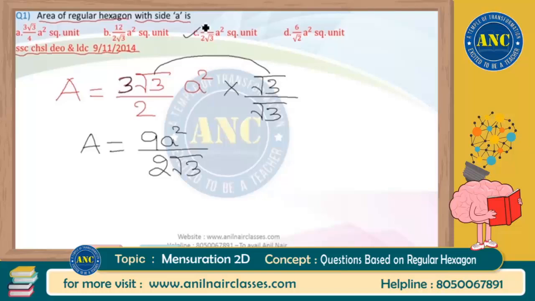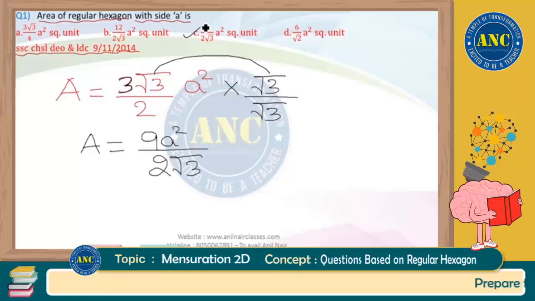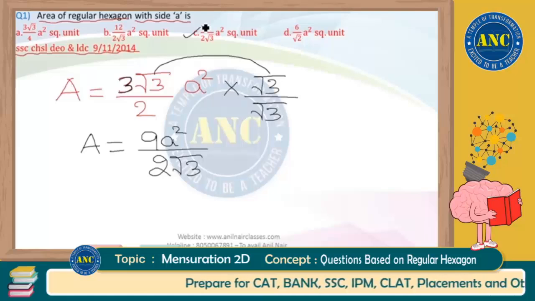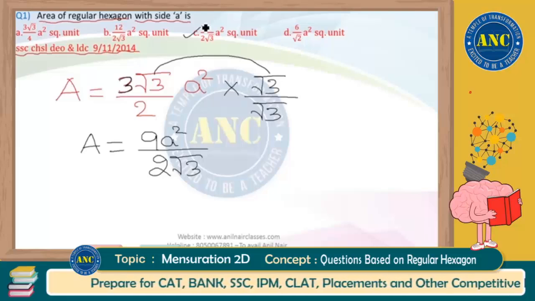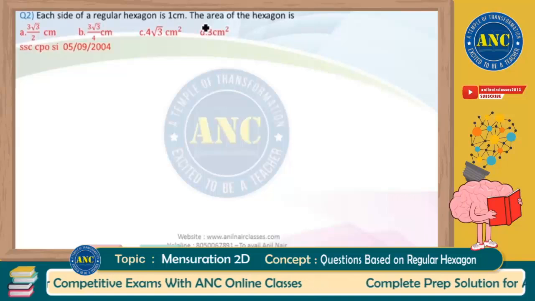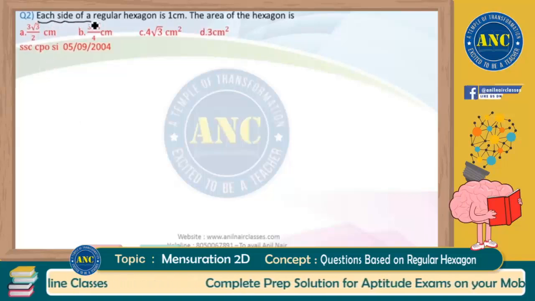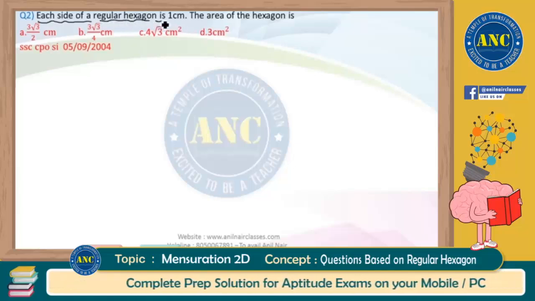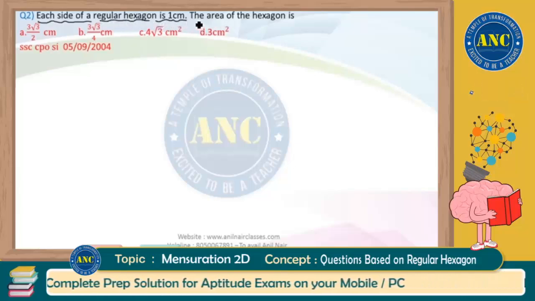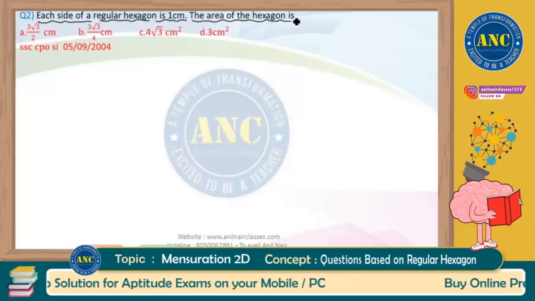The one which I explained 2 minutes before with proof, they are asking you straightforward. Don't you think that it's a 1 second or a 2 second question if you get in the exam? This is where you will save time. I hope I am making sense for you. Next question. Please see this question. Next question. Each side of a regular hexagon is 1 centimeter. The area of the hexagon is how much?